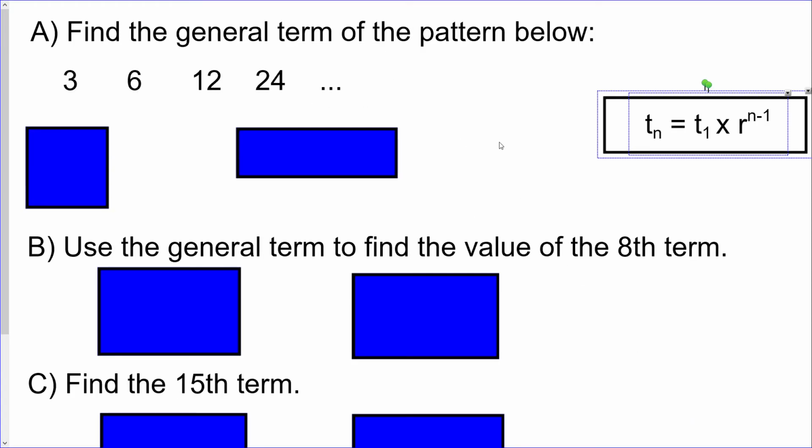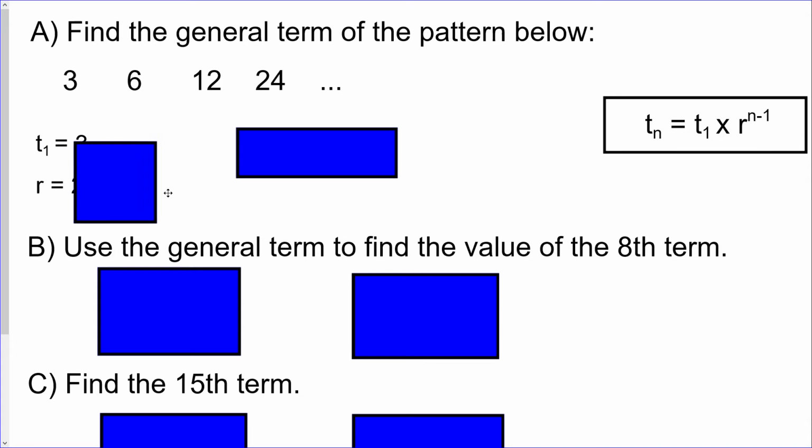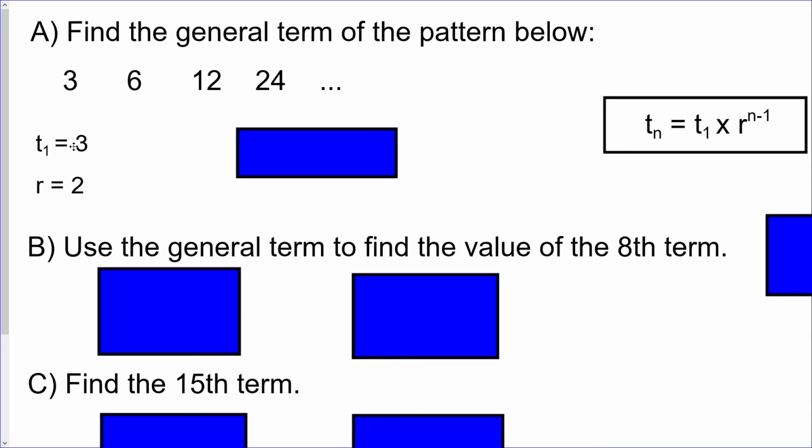Now, to find the general term of the pattern, we use the pattern. So I've just taken it from the slide before, so it's right there. So we first see what we have. The first term in the pattern, that's our T1 here, is 3. This part shouldn't be rocket science. And the R is what it's going up by, what we're multiplying by to get to the next number in the pattern. And in this case, we're multiplying by 2.